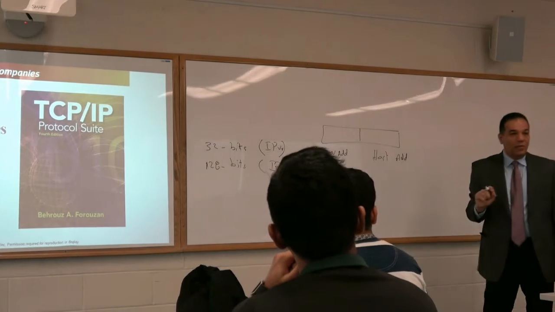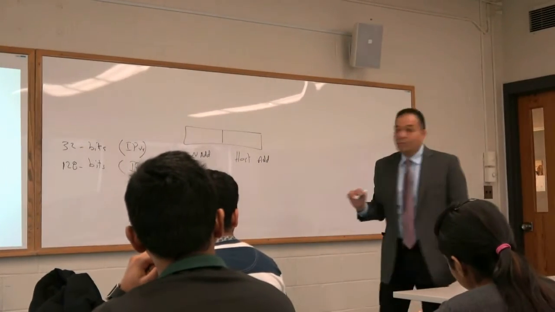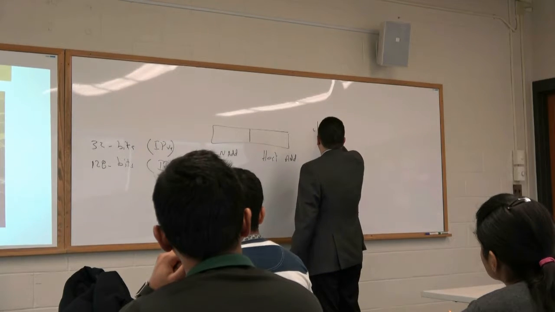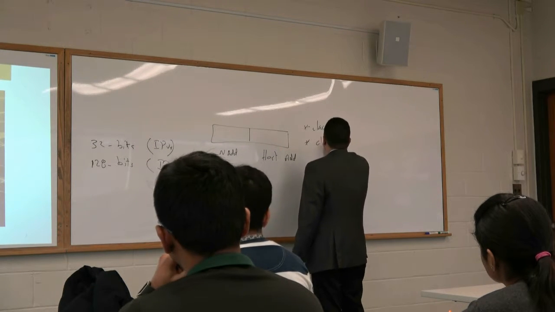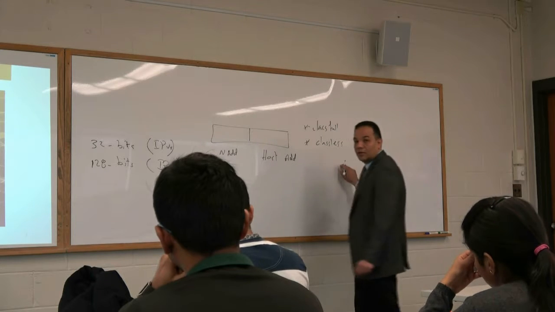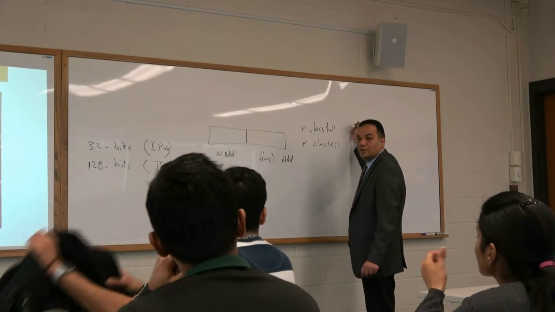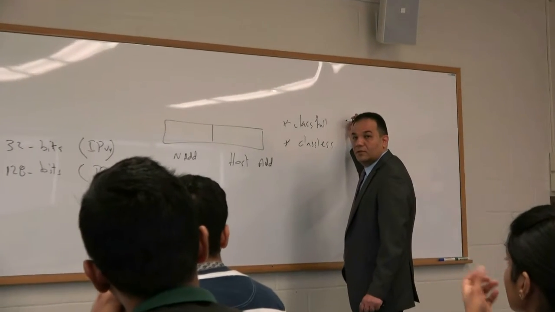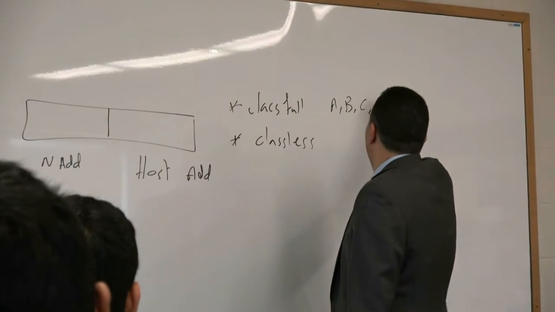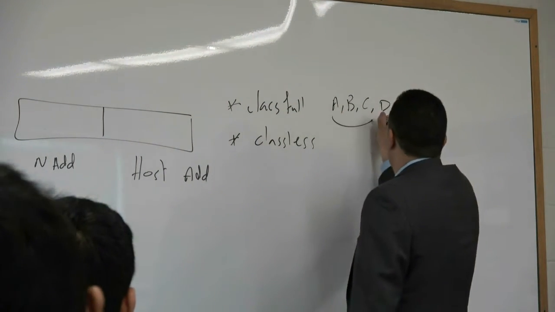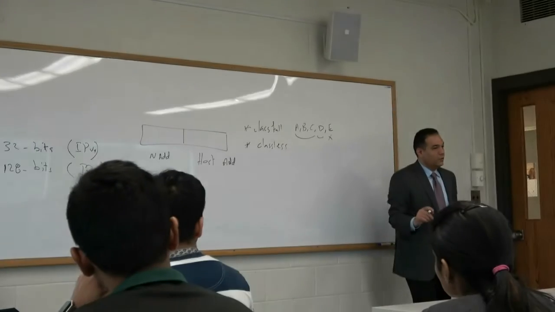And we said for the IP address, we could look at the old system and the new system. The old system is classful, okay? The new system is classless. And the classful system is divided into how many classes? Five classes: A, B, C, D, E. These are used. This one is for broadcast. This one is reserved.